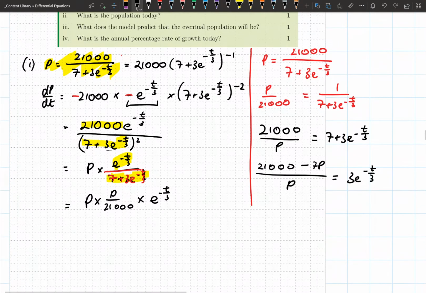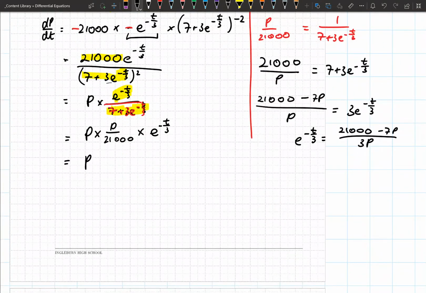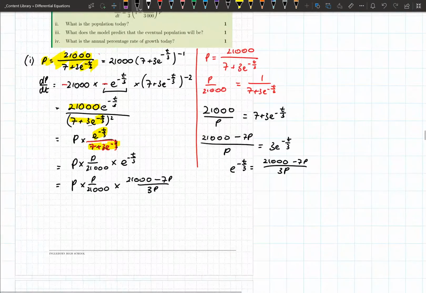And the final step is to divide by 3. So e negative t over 3 is equal to 21,000 minus 7P over 3P. Like that. Are you cool with that? Yeah. Okay, and then we can substitute this in. So here we can go, P times P over 21,000 times 21,000 minus 7P over 3P. Are you cool with that?